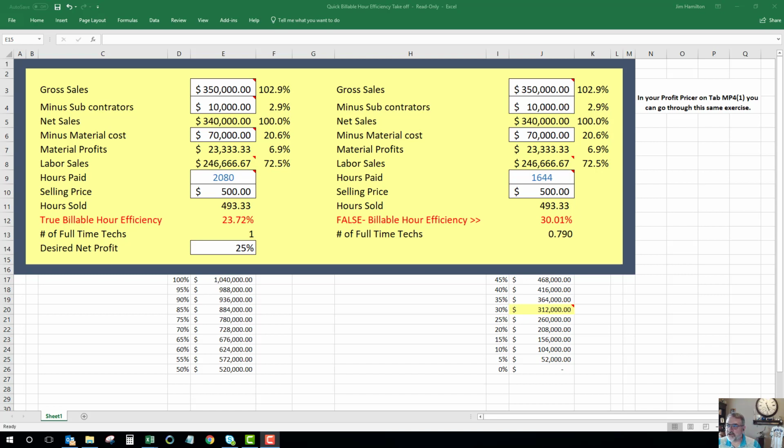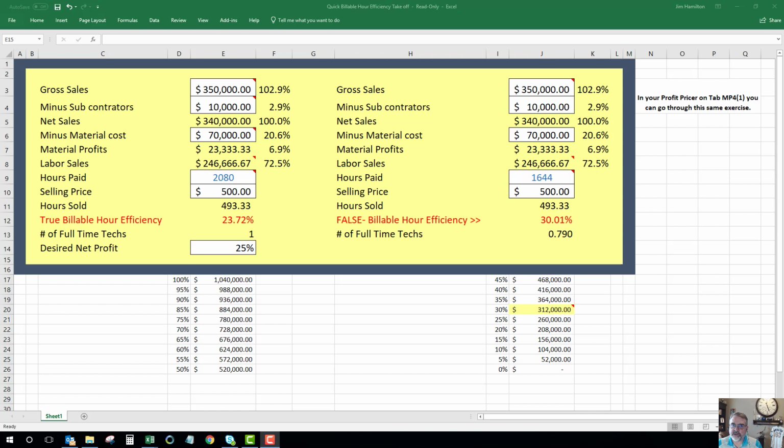All right, here's some talk that I've been hearing, and I think it's probably one of the most misunderstood pieces out there between members, and that is billable hour efficiency. What is true billable hour efficiency? It's important to understand the math behind it, because I will say this, 95% of the members that I talk to have this wrong.